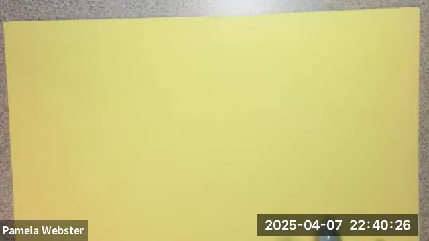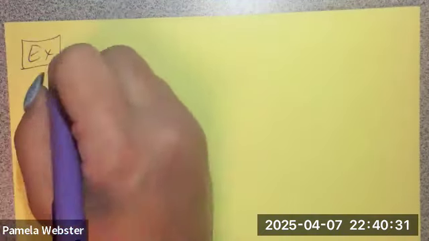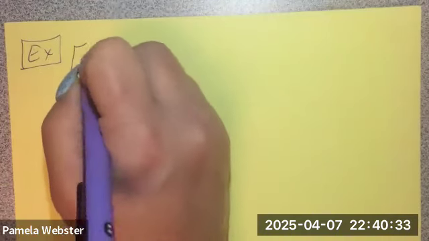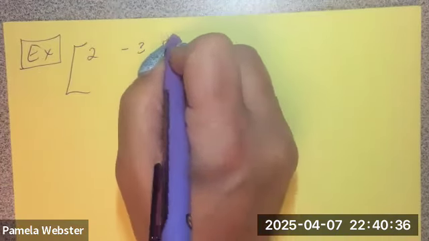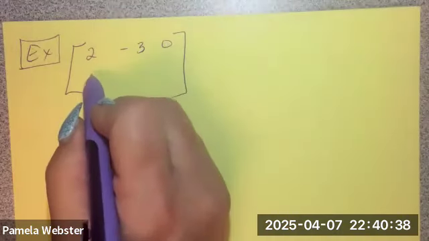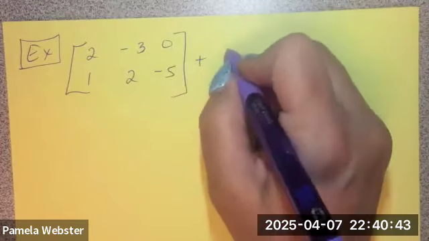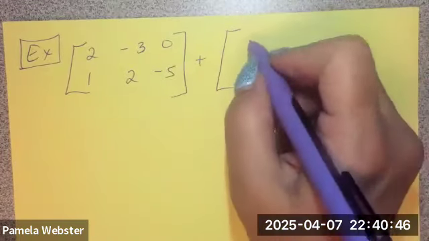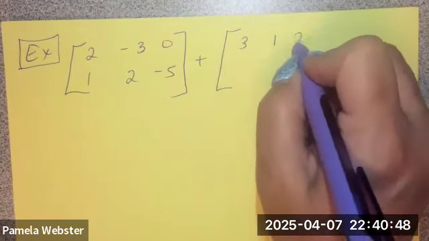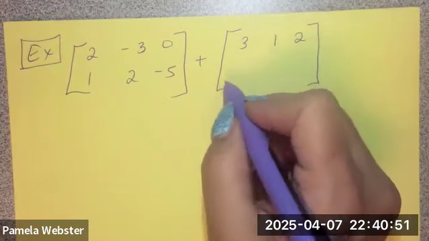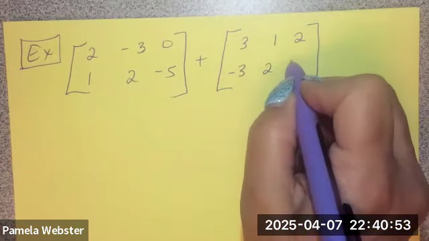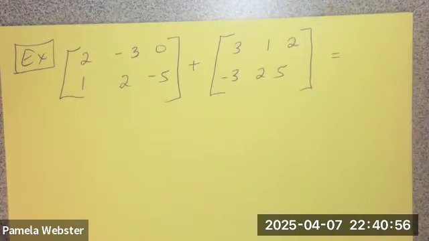We're going to give an example. Okay. This example says you've got a matrix. The first row is 2, -3, 0. The second row is 1, 2, -5. And the problem asks you to add the matrix 3, 1, 2 on the top row. And the second row is -3, 2, 5. Okay. So what do we think?